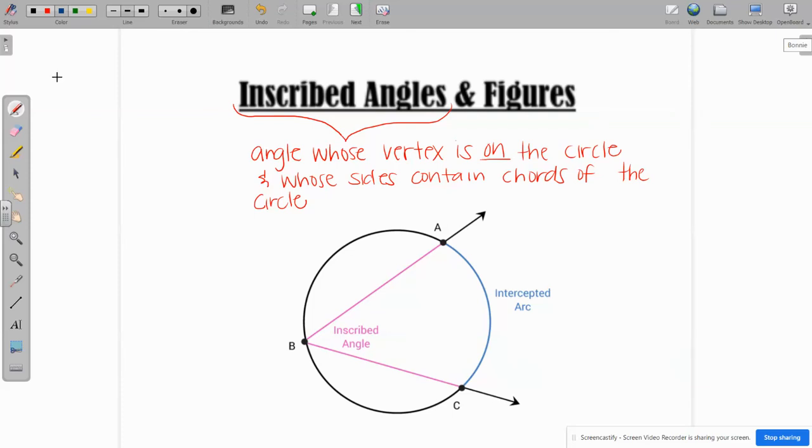In this tutorial, we're going to discuss inscribed angles. An inscribed angle is an angle whose vertex is on the circle and whose sides contain chords of the circle. So here's an example of an inscribed angle.